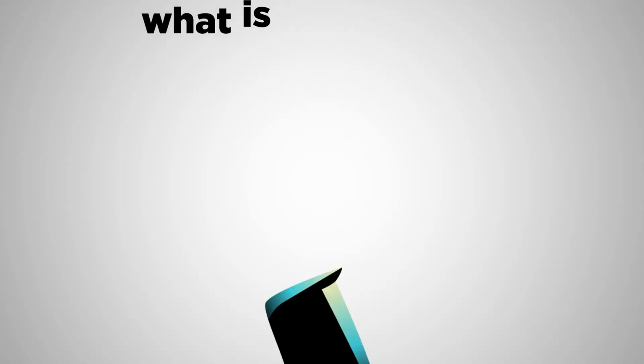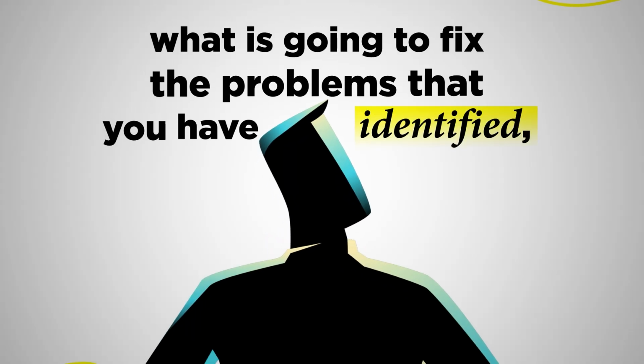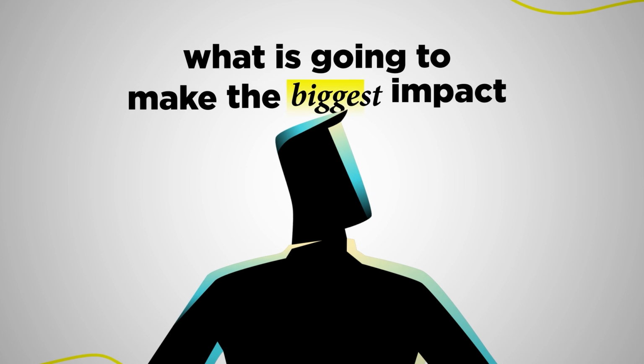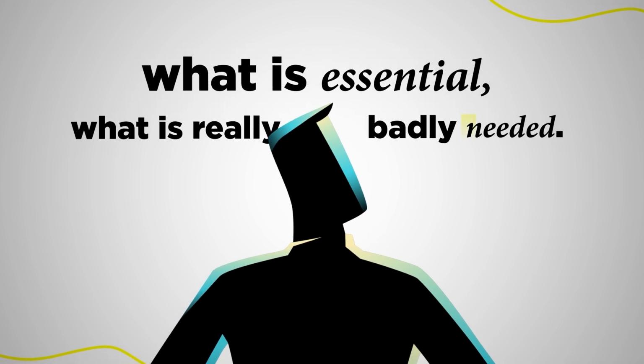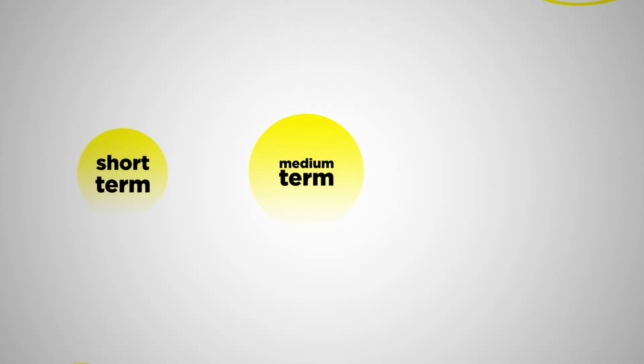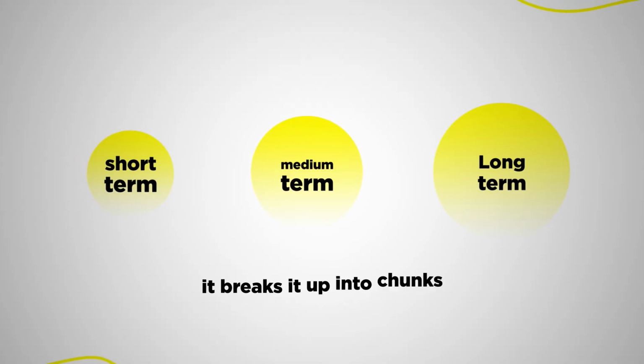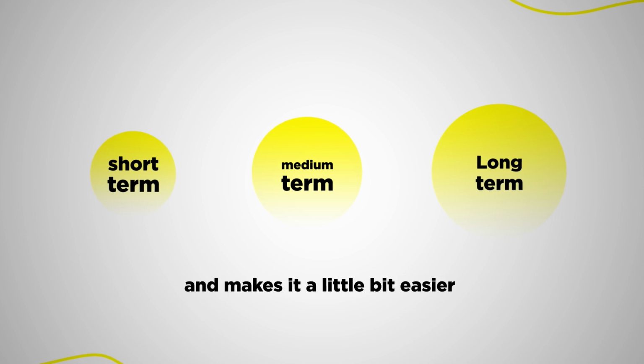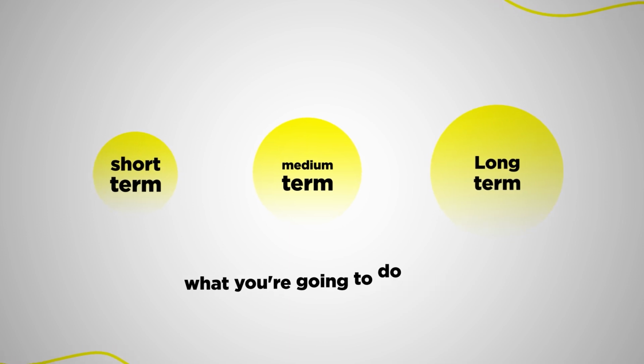In saying that, I would never hold back too much, so make the recommendations based on what is going to fix the problems that you have identified, what is going to make the biggest impact, and what is essential, what is really badly needed. And often when I'm building these recommendations, I would put them in 3 groups: short term, medium term, and long term. It breaks it up into chunks and makes it a little bit easier to build a roadmap of what you're going to do and when.